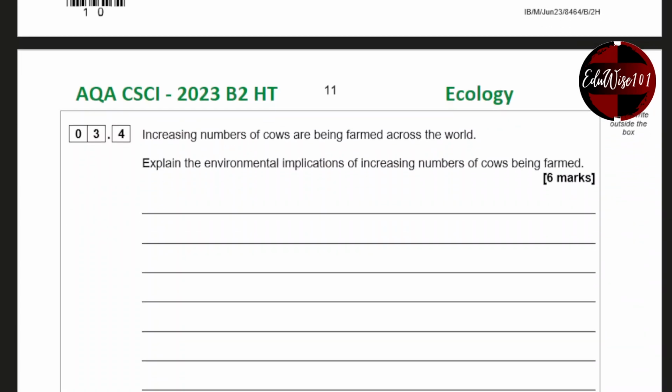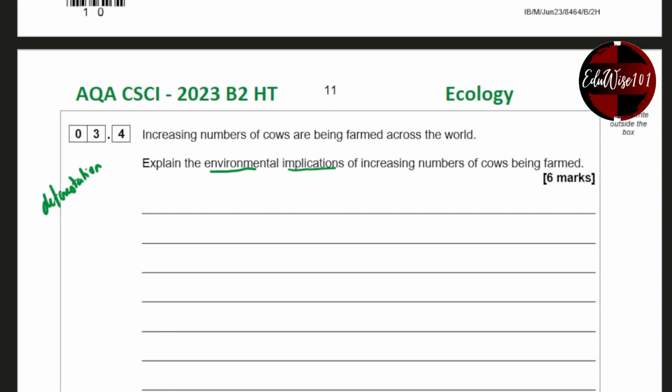Question 3.4. Increasing number of cows are being farmed across the world. Explain the environmental implications of increased number of cows being farmed. Well, if you increase the number of cows being farmed, they need land, which leads to deforestation. Right? So the best way of actually answering a 6-mark question is just to plan ahead.